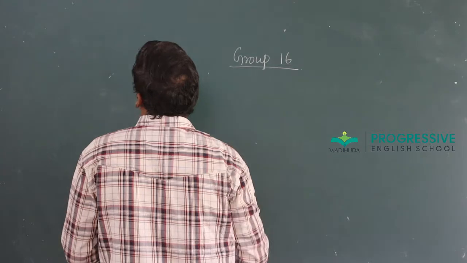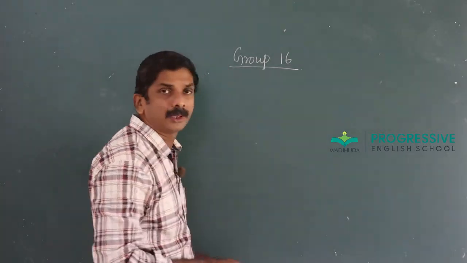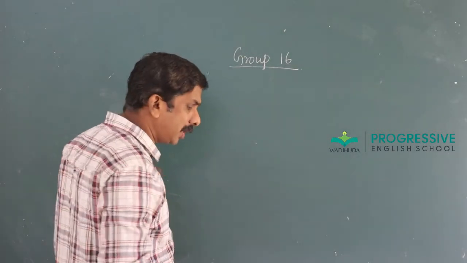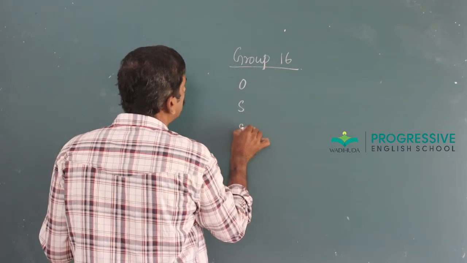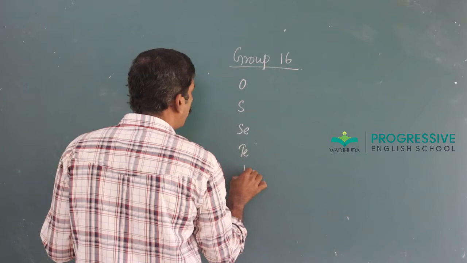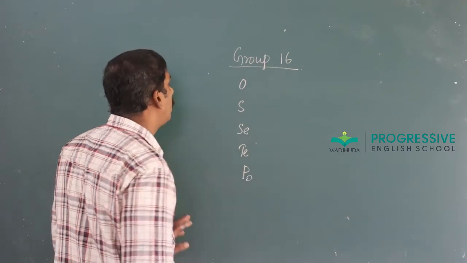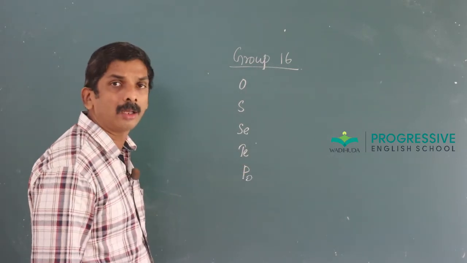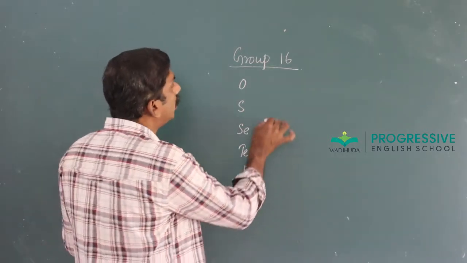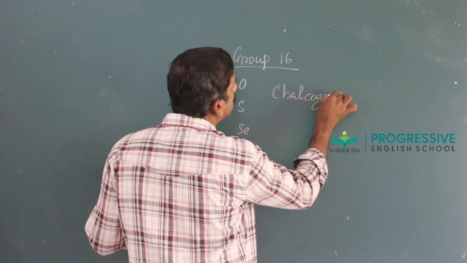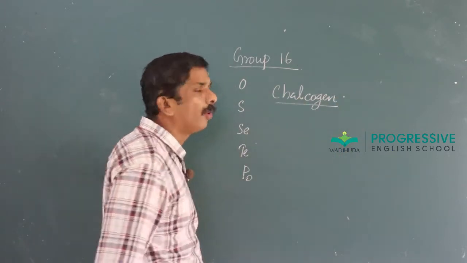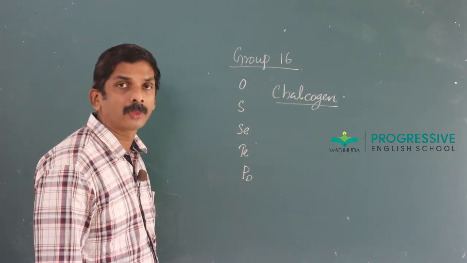Group 16 elements are oxygen, sulfur, selenium, tellurium and polonium. These are the 16th group elements. They are called chalcogens. Chalcogen means ore forming elements.